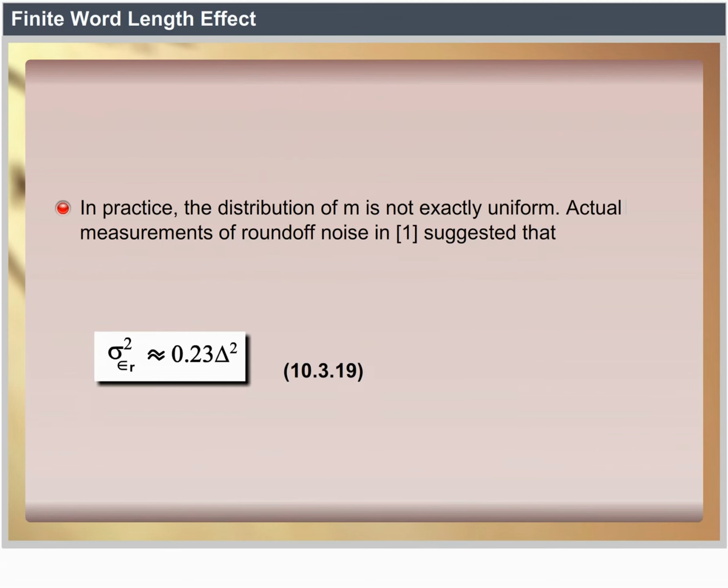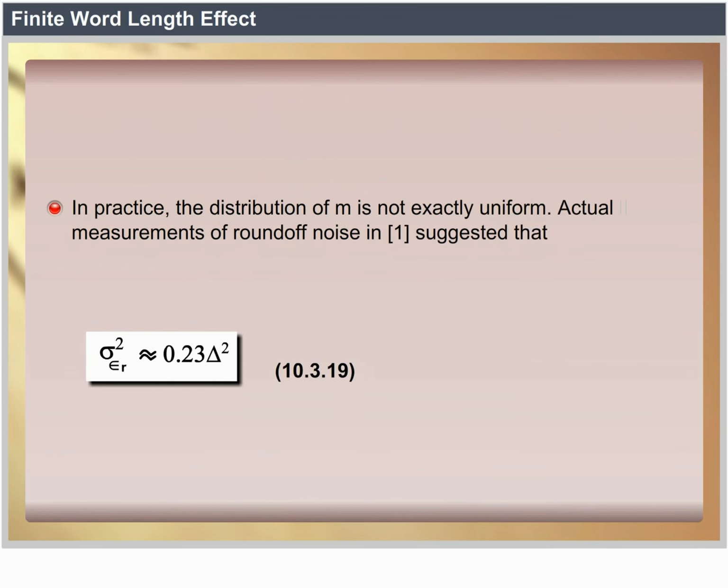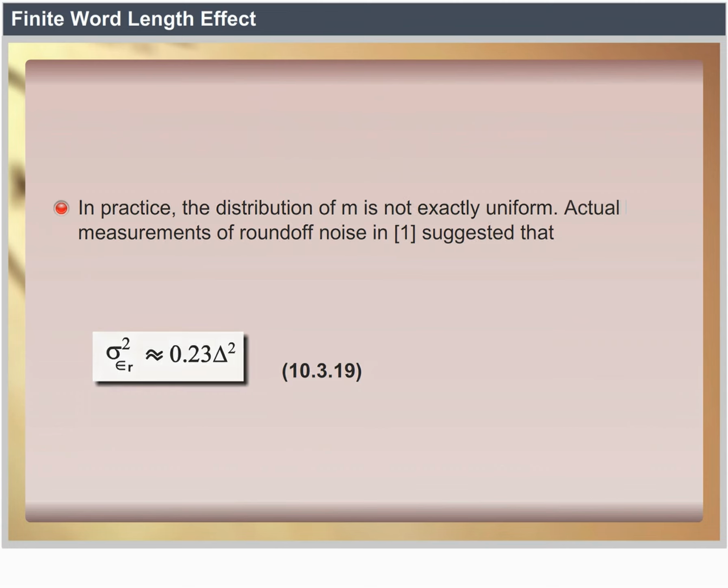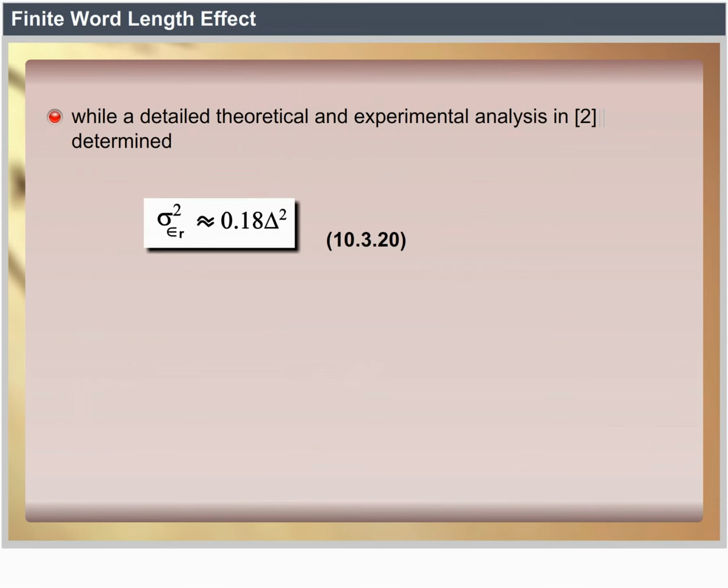In practice, the distribution of m is not exactly uniform. Actual measurements of round off noise in reference 1 suggested that sigma_epsilon_r squared = 0.23 delta squared, called equation 10.3.19, while a detailed theoretical and experimental analysis in reference 2 determined sigma_epsilon_r squared is approximately 0.18 delta squared, called equation 10.3.20.